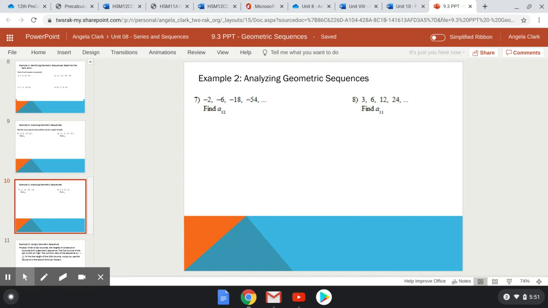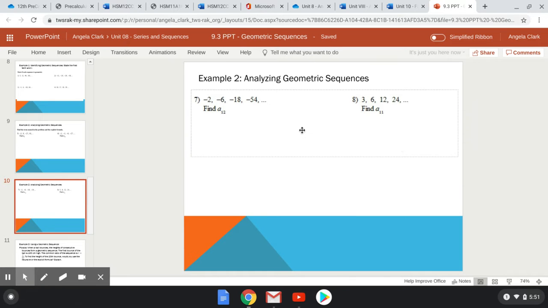All right, continuing on with analyzing geometric sequences. These are going to be the same process as the last video. So yeah, let's get to it. So again, the first thing we want to know is what is our common ratio.